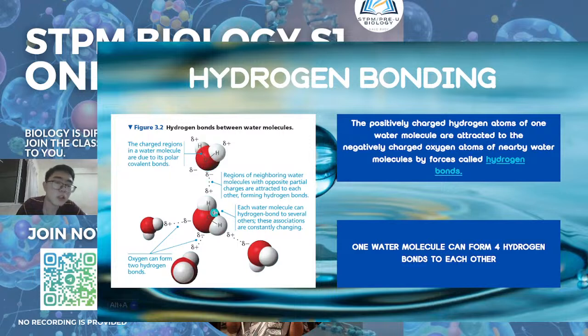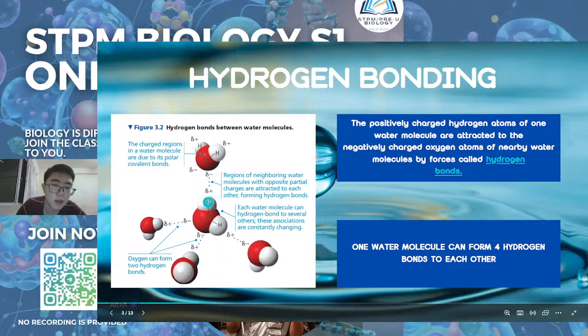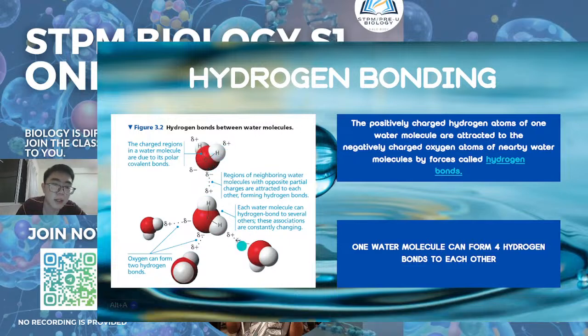So, one water molecule has 2 hydrogen atoms, right? So 2 hydrogen atoms. Each hydrogen atom will form one hydrogen bond with the oxygen of another water molecule. If you see this diagram, this hydrogen atom forms a hydrogen bond with another water molecule. This hydrogen atom also forms a hydrogen bond with another water molecule.